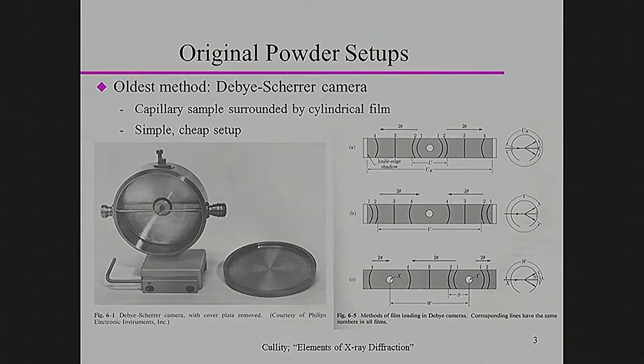So this is what the original setups look like, the non-commercial diffractometers. This is a so-called Debye-Scherrer camera. Basically what you have is a metal cylinder, and you mount your sample in a capillary in the very center of it. Then you have a collimator, and you put your X-ray tube in front of that. And then you have a beam stop on the other side, and you have a piece of film on the outside of this cylinder.